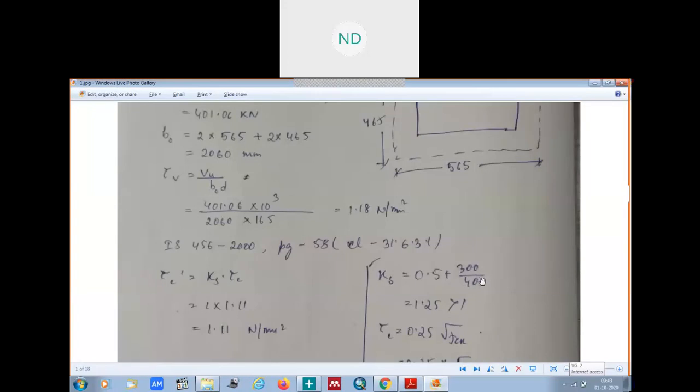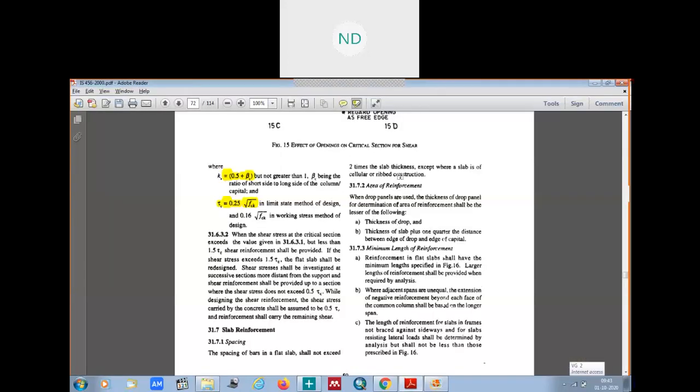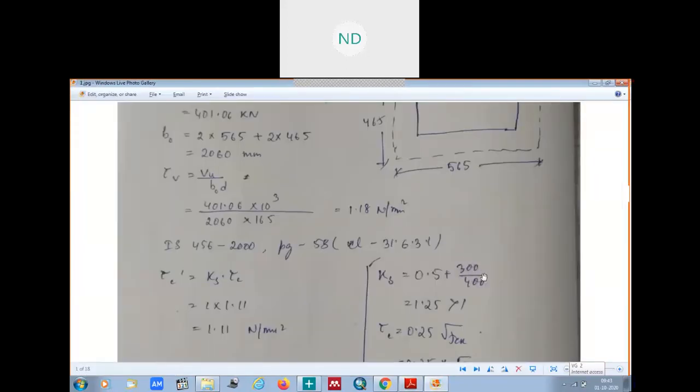This will be 300 by 400. This will be like 0.75. So this is the shorter span to the longer span here, beta c being the ratio of the short side to the long side. So short side to the long side is how much? Our 0.75. 300 by 400 if you do it is 0.75.